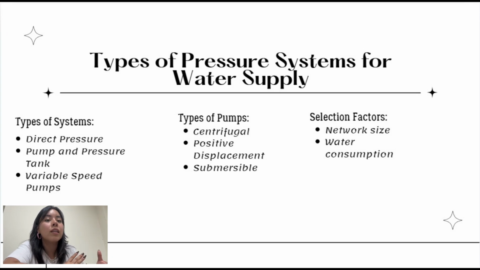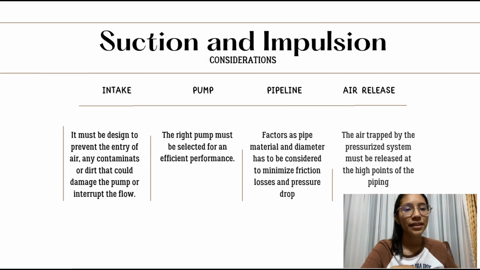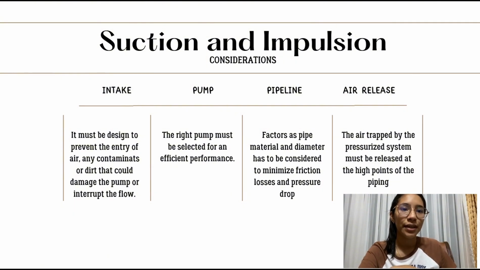We know that choosing the right system depends on the size of the water network and how much water we need. What needs to be considered for the impulsion and suction? First, we need to talk about the intake structure. It needs to be designed to prevent the entry of air, dirt, or any other contaminant that could damage the pump or disrupt the flow of the water.